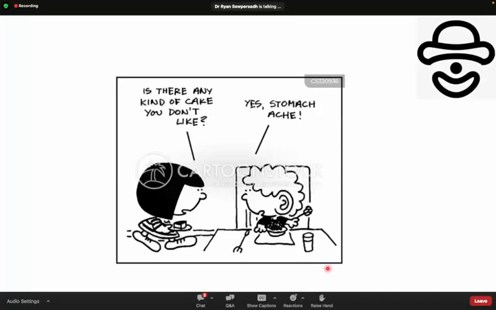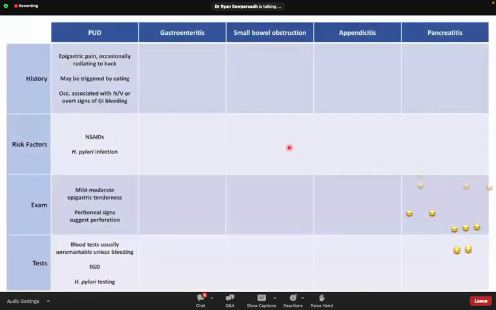Oh, look, we have a joke. Is there any kind of cake you don't like? Yes, stomach cake. Once a gentleman went to his GP and the GP said, what brings you in today? And the guy said, the ambulance. No, I'm joking. He said, no, doc, every time I eat birthday cake, I just get this pain in my tummy. And the doctor told him, try removing the candles first. Oh, I got another one as well, but I think I hold myself back with the jokes sometimes. Okay.